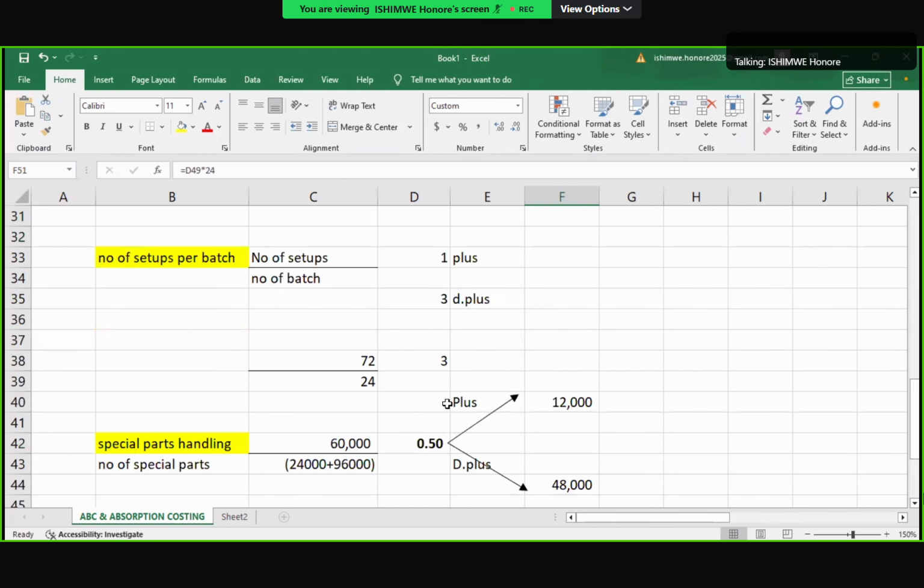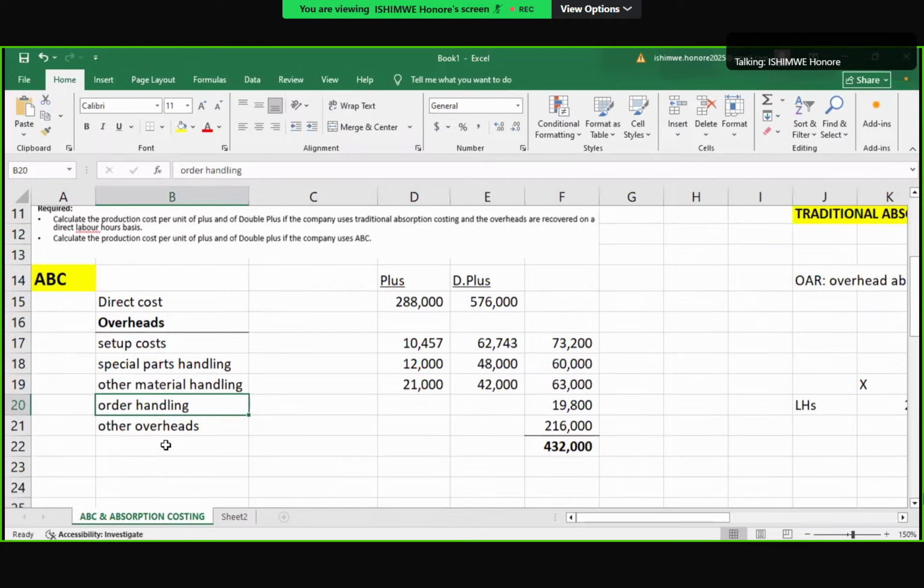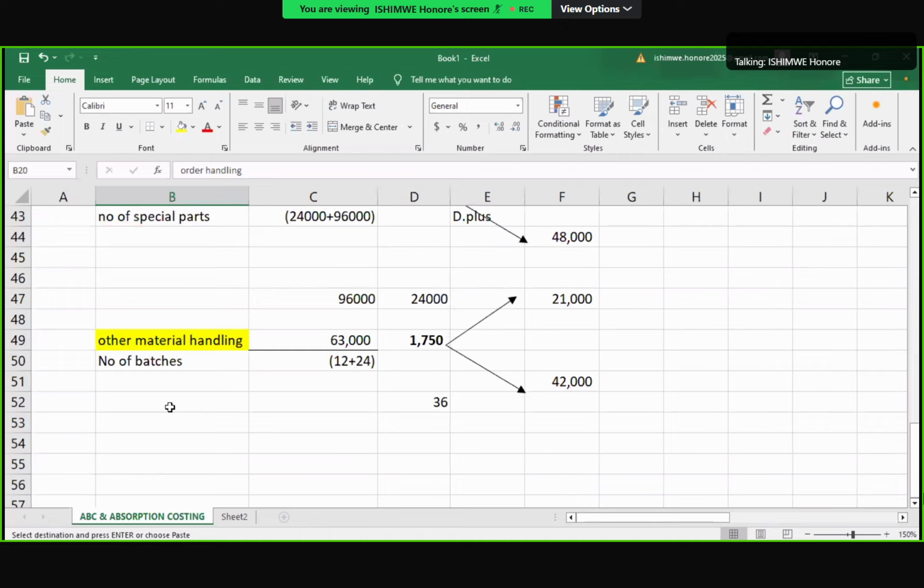This is 21 and 42. If you add it, it's 63. Let's go to order handling. Other material handling is finished. So we go to order handling.